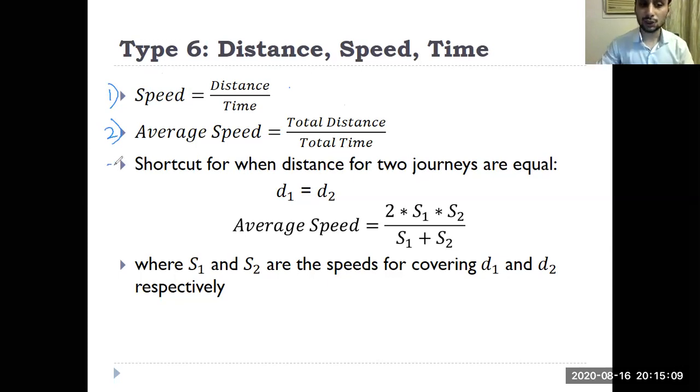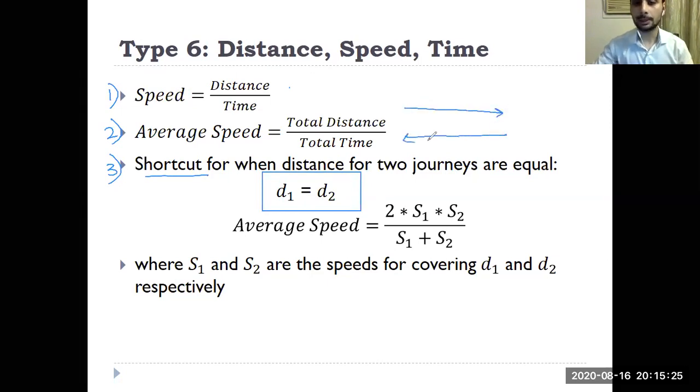And the third shortcut that I have for you, this trick works when you have distance 1 equals distance 2. इसका क्या मतलब है? इसका मतलब है कि जो for example going distance था that is equal to coming back distance. For example, if you go from your house to your friend's house, then this distance is equal to the same distance when you come back from your friend's house to your own house.